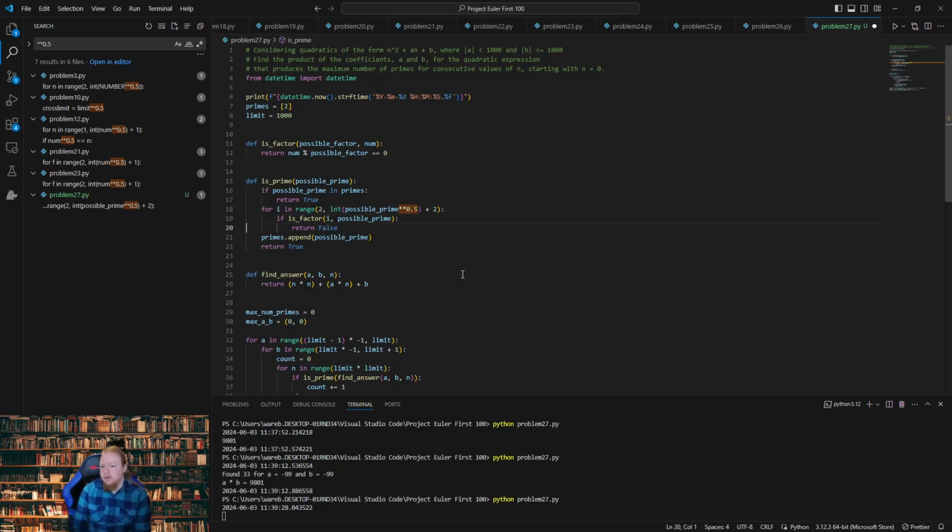And if any of those numbers are a factor of the possible prime, then we return false. Otherwise, we append it to our primes array and return true. And that's going to make us more correct anyway, probably a tiny bit more efficient.